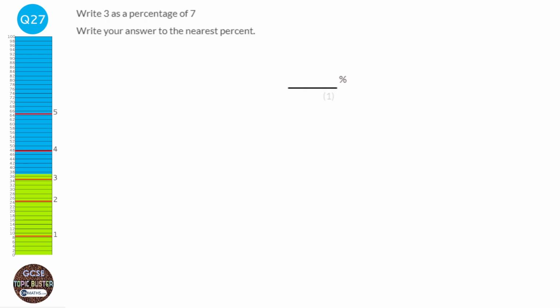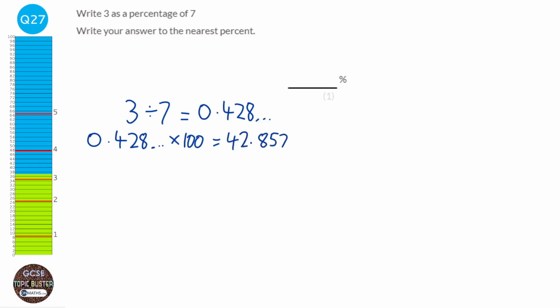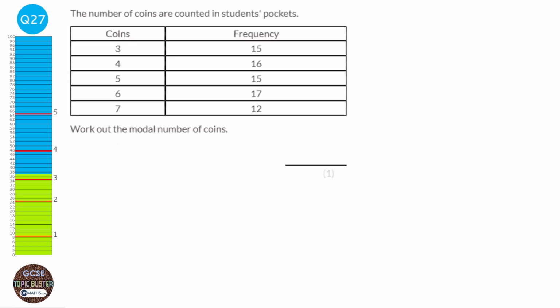So what we can do here is we can do 3 divided by 7 to find out what 3 is a percentage of 7, find out what that is as a decimal, which would be 0.428 blah blah blah. And then to convert a decimal into a percentage, we times by 100, so we can get that 0.428 blah blah blah, and we're going to times it by 100, and that will be 42.857. And it wants it to the nearest percent, so that's going to round to 43%.